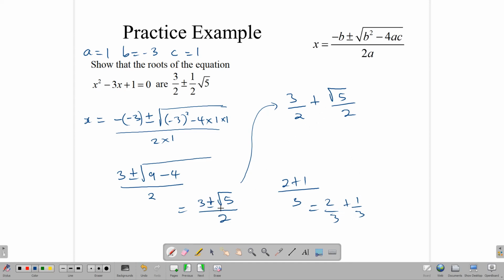Same idea here. 3 plus or minus the square root of 5 over 2 is the same thing as 3 over 2 plus or minus the square root of 5 over 2, or if you want to multiply that, then you can write it as 3 over 2 plus, take out the half there, square root of 5, same thing. So we have shown that the roots of this equation are these, which is 3 over 2 plus or minus a half root 5. There we go. Let's look at one more example.